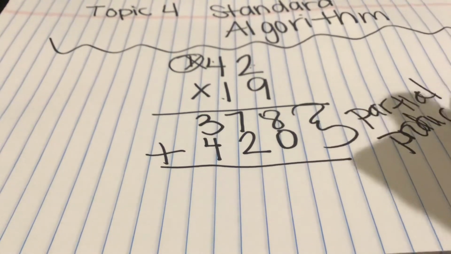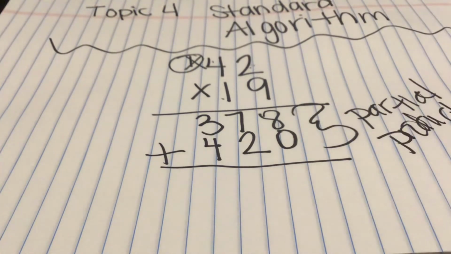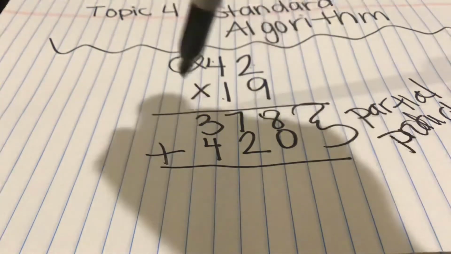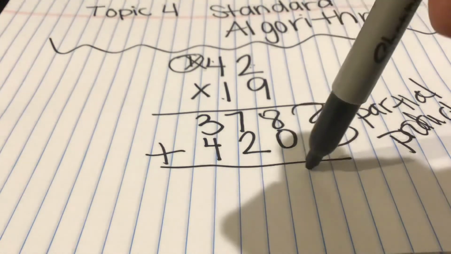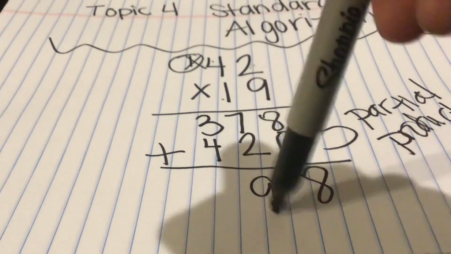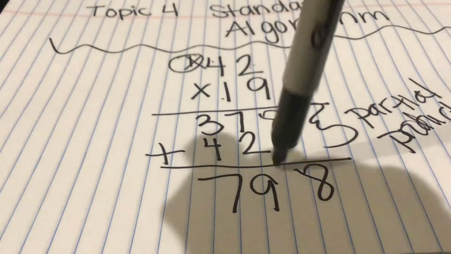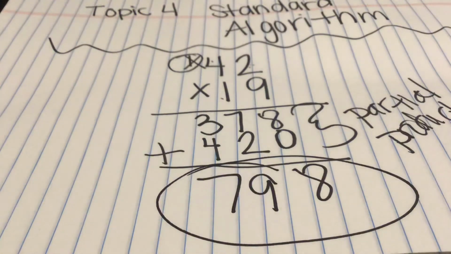Now, because we've done 2-digit by 2-digit multiplication in so many different ways, you've seen partial products in groups of 4 with 2-digit by 2-digit multiplication. However, these are still considered partial products because they really are just part of the product. So I'm going to add these two numbers, and my answer is 798. Again, this is using standard algorithm for multiplying 2-digit by 2-digit numbers.